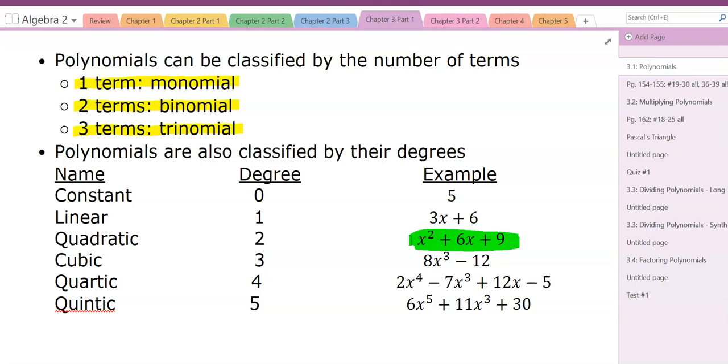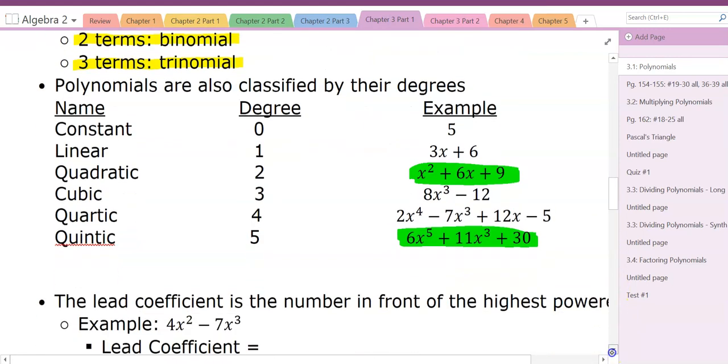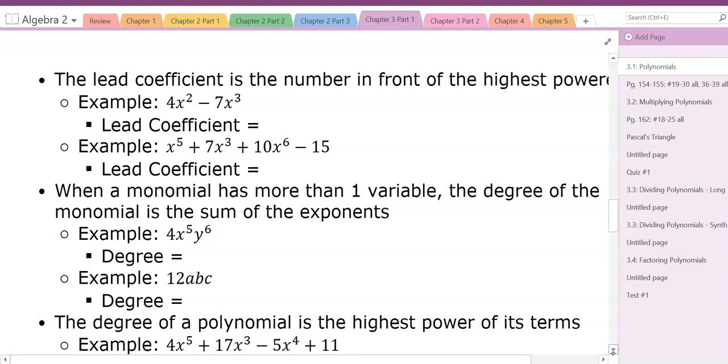If I looked at this last one, that has a degree of 5 because it's got x to the 5th, so that's quintic. Again, though, it has 3 terms, so it's still a trinomial, so we would say it's a quintic trinomial. You would name it using its degree and then the number of terms that it has. Some other things they might ask you about, and we're going to go over some examples here.